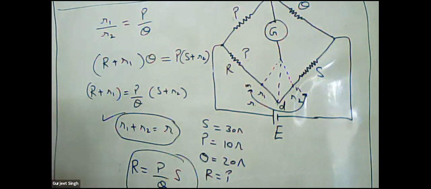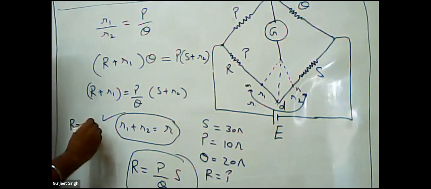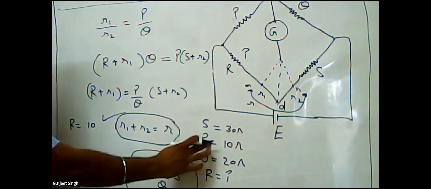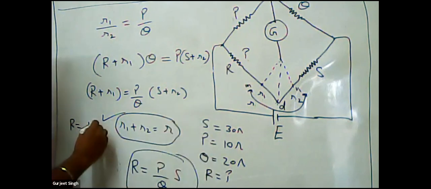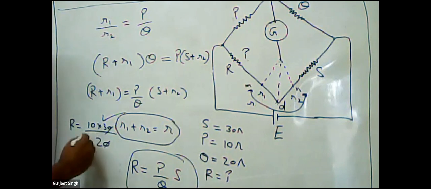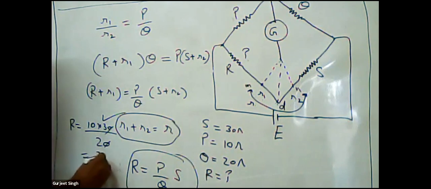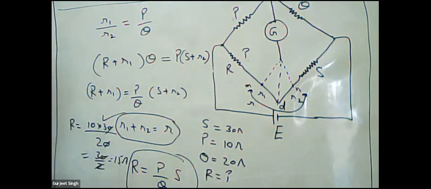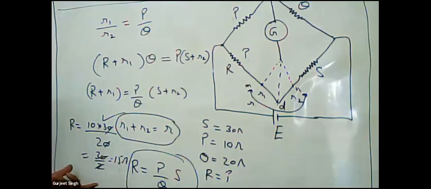You simply put the values here. R is the unknown resistance, the P value is 10 ohm, and the value of S is 30, and the Q value is 20. So it is 30 by 2, which is 15 ohm. You can solve the numerical like this. Is this clear to everyone or not?